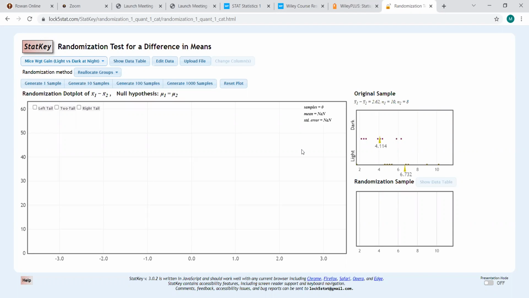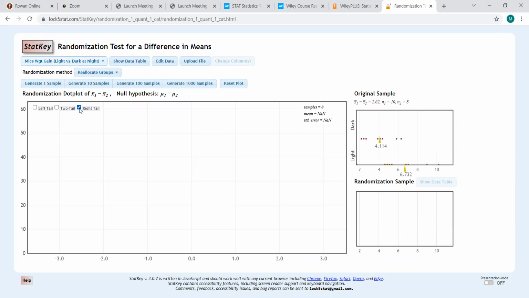Now, the alternative hypothesis says that the light group is bigger than the dark group. The mean for the light group is bigger than the mean for the dark group. And that's called a right tail test. And we see a greater than symbol. We're going to look at the right-hand side of the distribution.